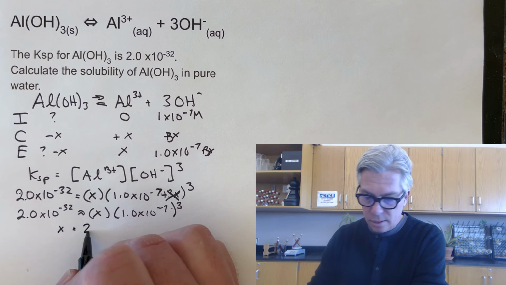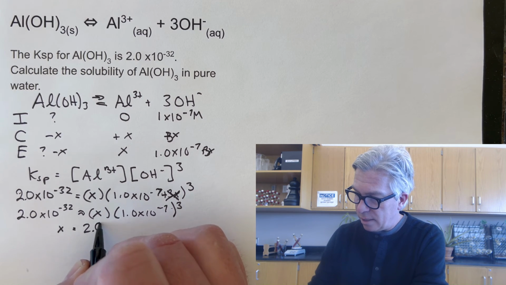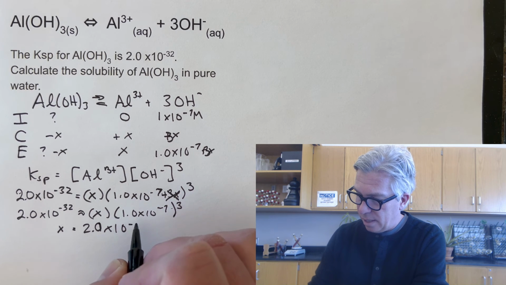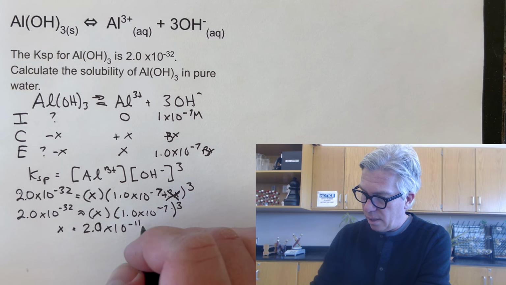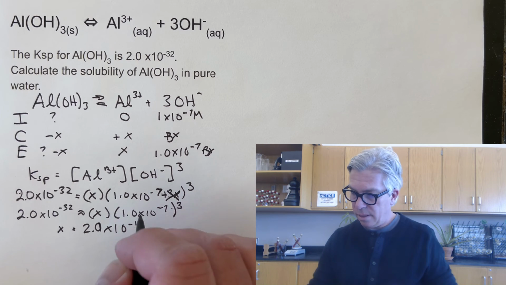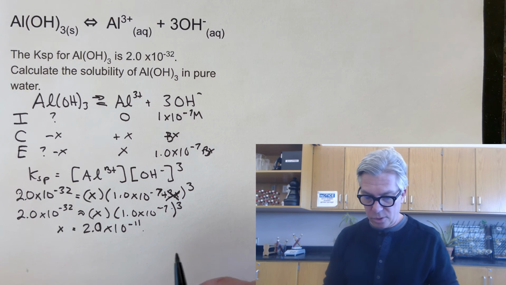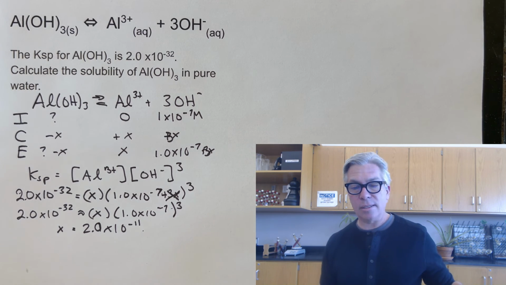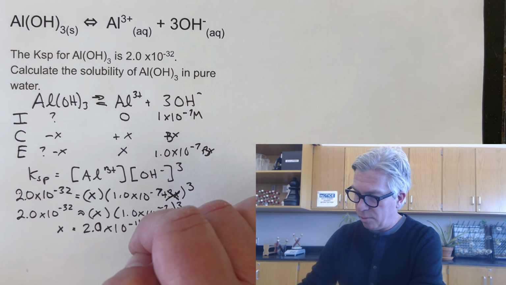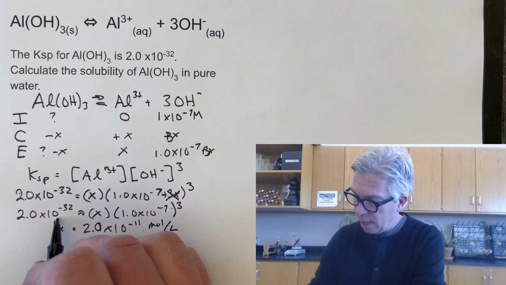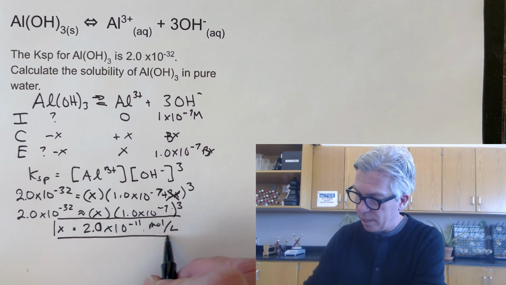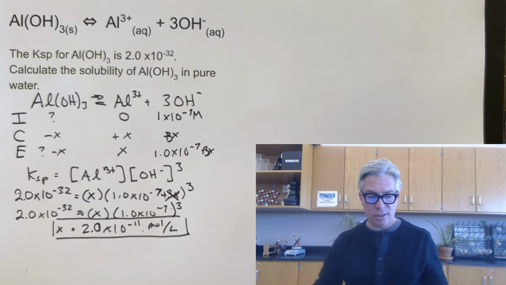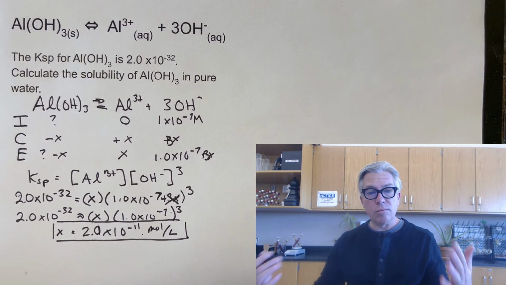of 2.0 times 10 to the minus 11 as my molar solubility. So let's check it out just to make sure. And yes, 2 times 10 to the minus 11 is the molar solubility, moles per liter, which is not a lot. And part of that is hindered by the fact that there's already OHs in the solution itself. So good job on that one.